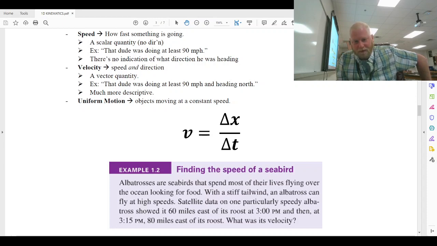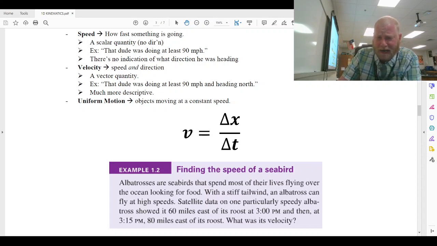Alright, well, it traveled 20 miles in 15 minutes, right? Because it went from 60 miles east to 80 miles east. So you take your 20 miles divided by the 15 minutes, and that gives you your average velocity in miles per minute. And if you want me to work that one out during the live session, I will.